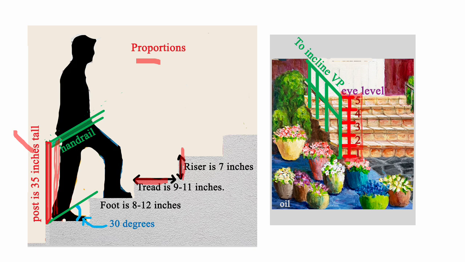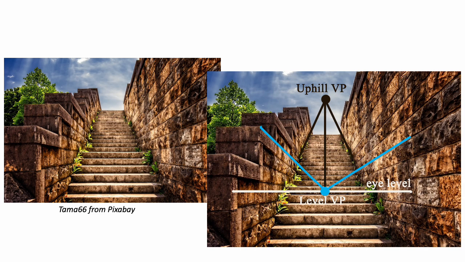So that would be the top of the handrail, and then it would converge toward an inclined vanishing point above eye level. It's important to make the walls on the side of the stairs horizontal so that they converge toward a vanishing point on eye level. And again, that level vanishing point is vertically below the uphill vanishing point used by the incline.